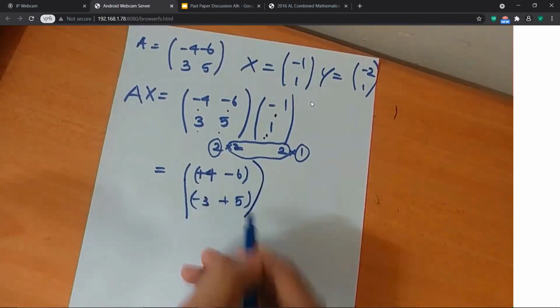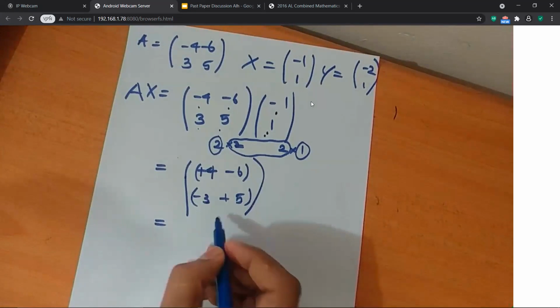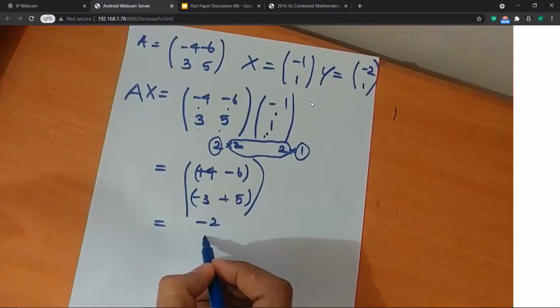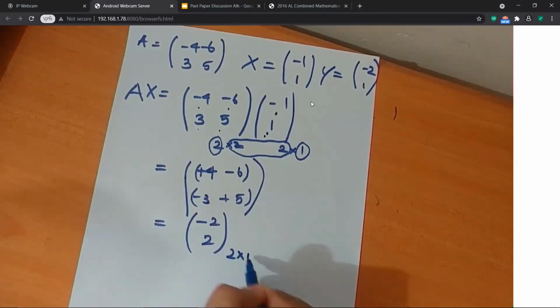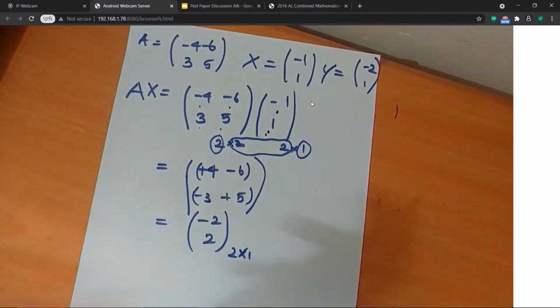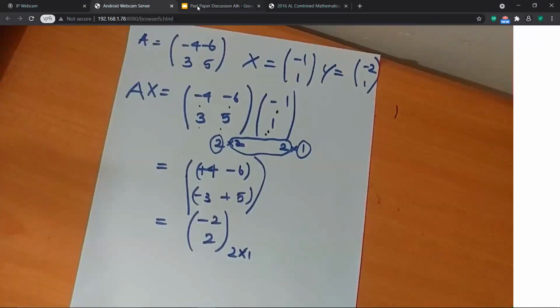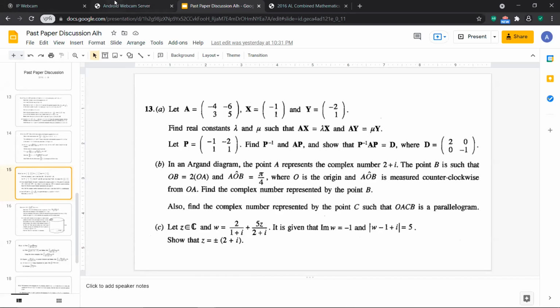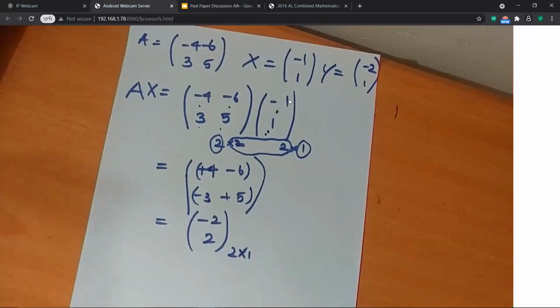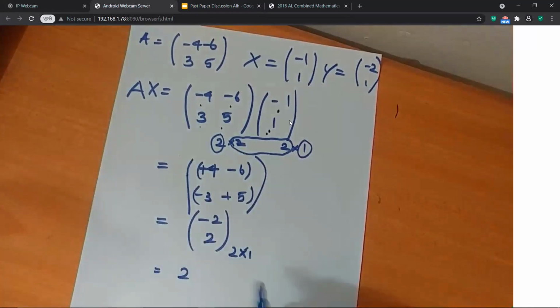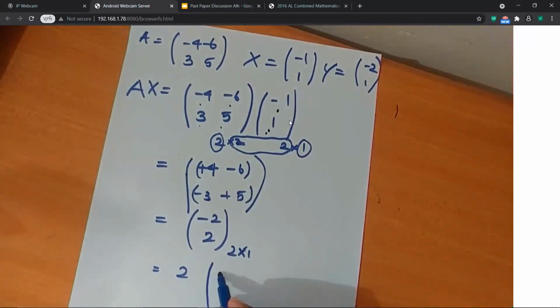So the answer is minus 4 plus 2 is minus 2, minus 3 plus 5 is 2, and 2 plus 2, a 2 by 1 matrix. Now, what they're asking is to write it in terms of x, right? It should be equal to lambda times x. So you can see lambda is equal to minus 1 times 1. So if you take 2 out, you can write this as minus 1 times 1, right?